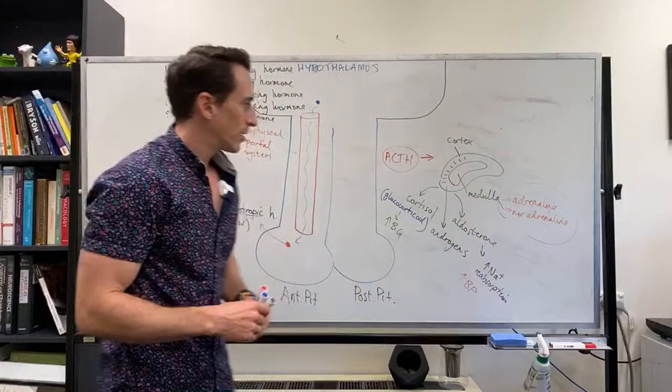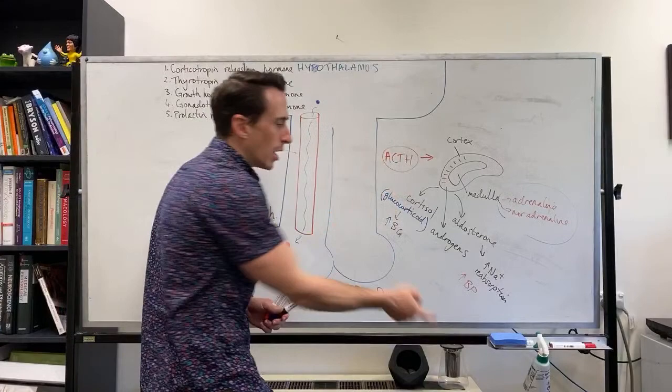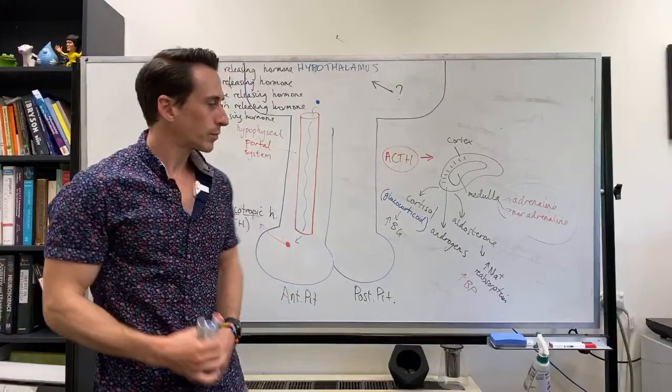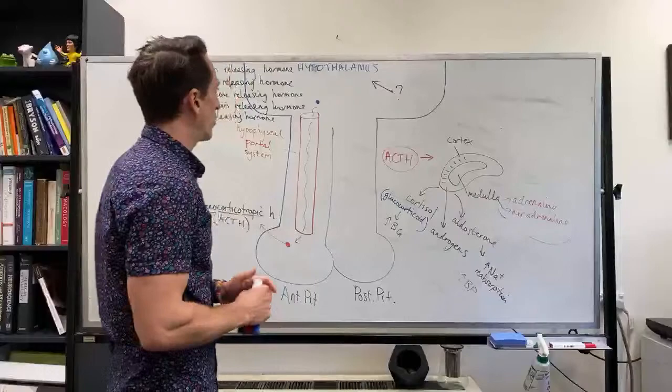What do you think was the original stimulus to tell the hypothalamus to release corticotropin-releasing hormone? What told it to do this? If the outcome is increased blood glucose, increased blood pressure, and a little bit of adrenaline and noradrenaline, what was the stimulus coming in? What do you think? Any idea? All right, come on, guess. Stress. Yes, Reef, you're doing brilliantly today. It is stress, the sympathetic nervous system.